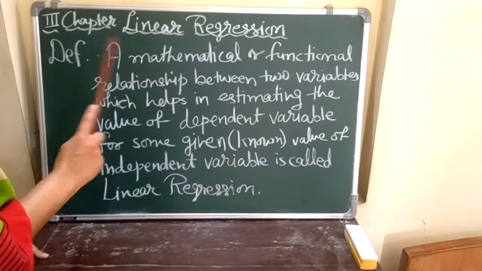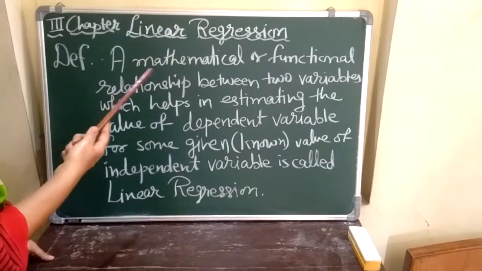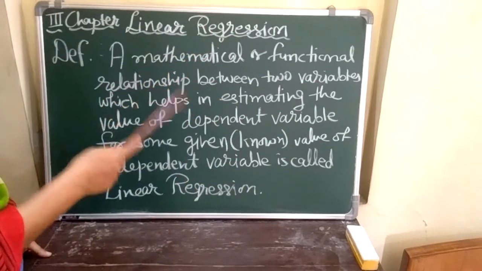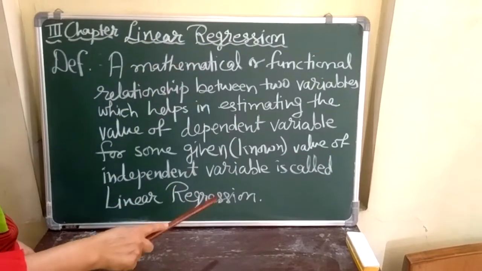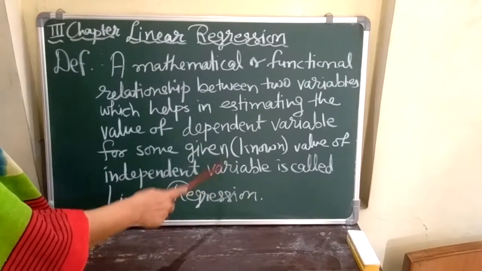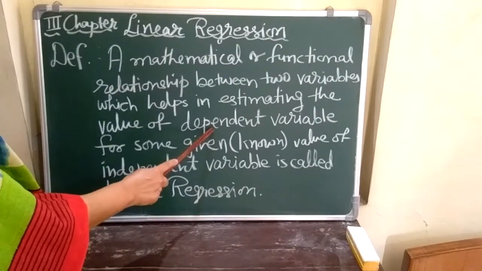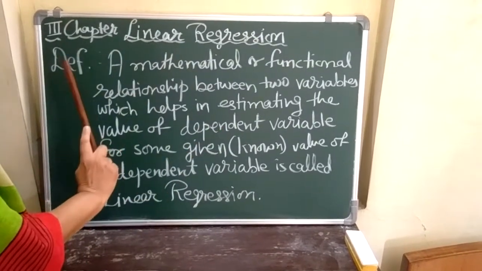Same way, income and saving. If income increases, saving also increases. If income decreases, saving also decreases. So here we have an independent variable as well as a dependent variable. Normally the x variable is independent and the y variable is dependent.